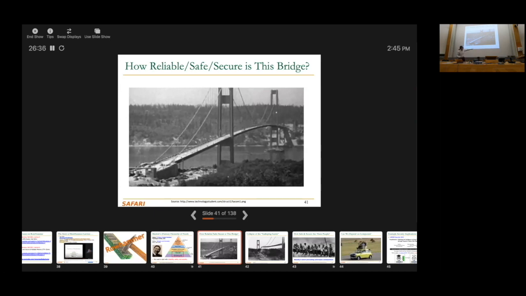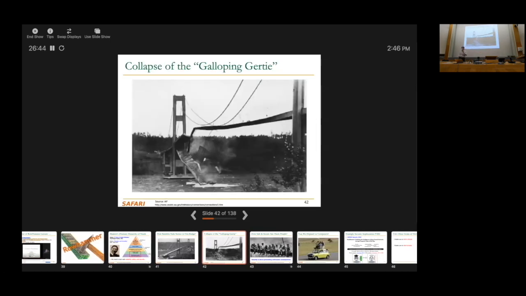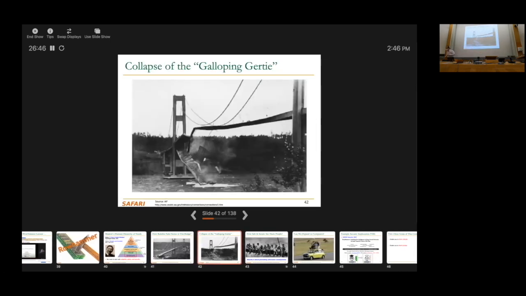This gives some side channel over here. It's the Tacoma Narrows Bridge close to Seattle. It doesn't exist anymore because this is what happened to it, a bit flip. And this is actually a very famously studied bridge.